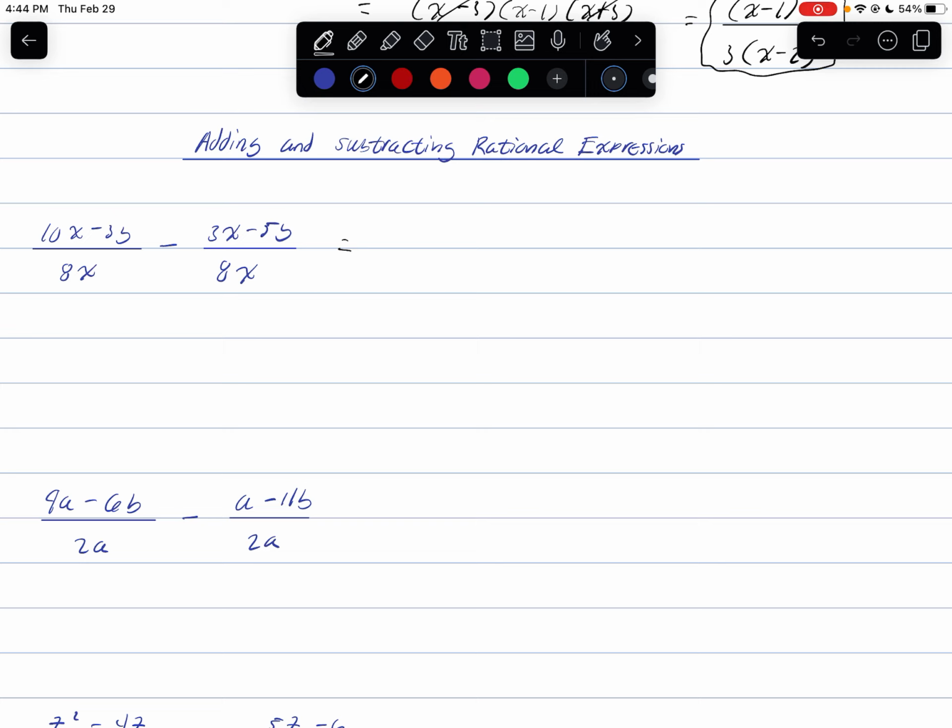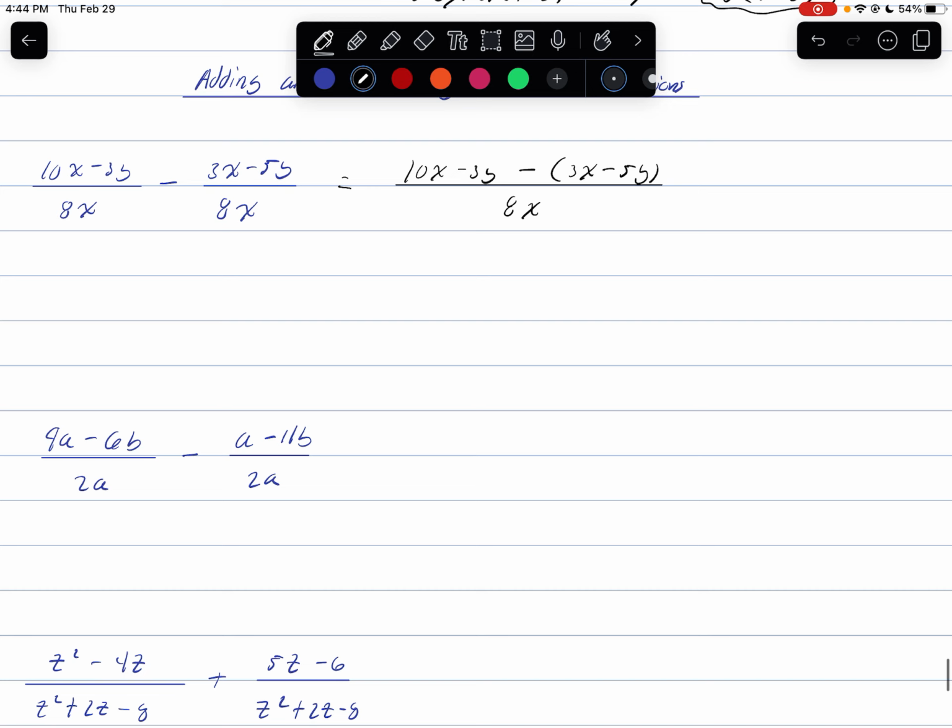In the case where we have a common denominator, just like in any other fraction, if we're adding two fractions that have a common denominator, all we really have to do is rewrite it where we add or subtract the numerators, whatever the operation calls for. So here we're subtracting these fractions, so we can write this as one single fraction. We have 10x minus 3y minus (3x minus 5y), and this is all going to be over 8x.